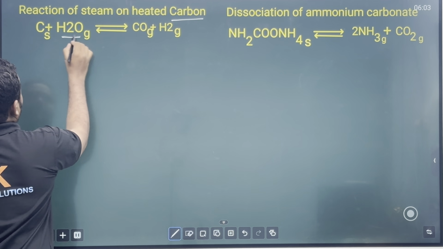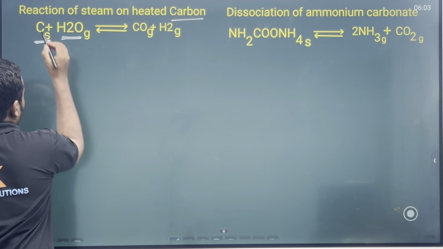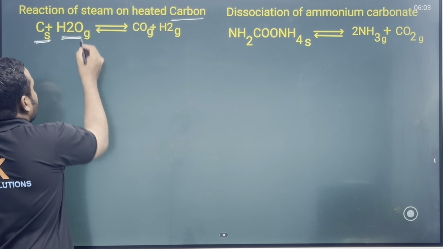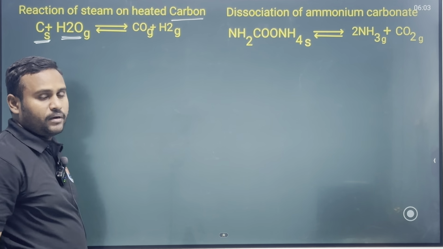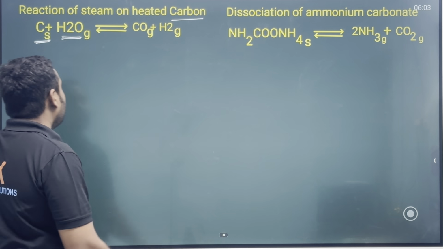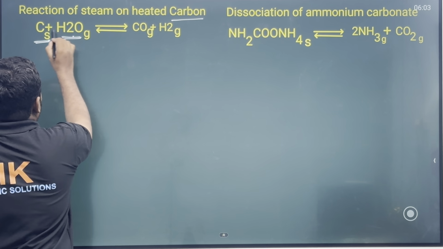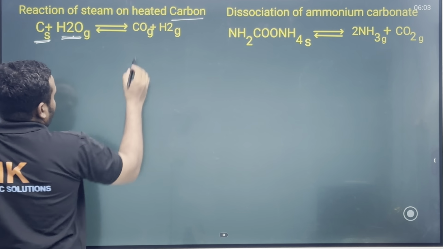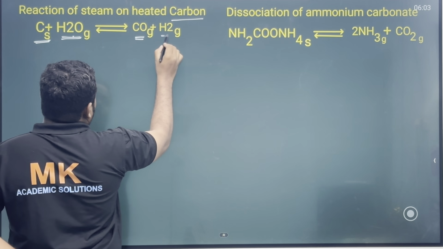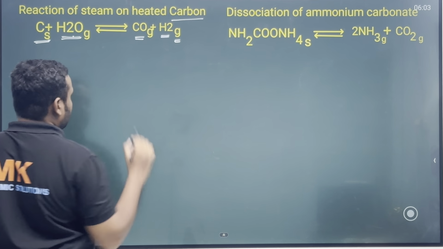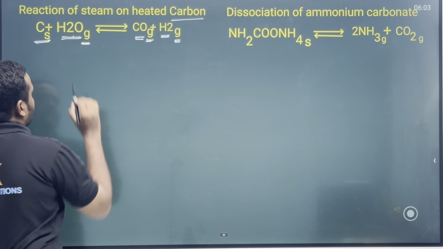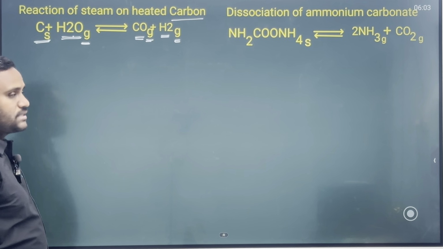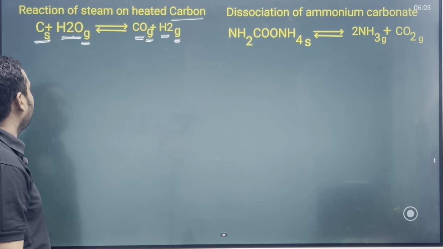This is the steam reaction and it is going to react with the carbon. So H2O in the gas state is known as what? Steam, and it is going to react with the carbon in the solid state. So this is the reaction of steam on the heated carbon. So what are we going to get? CO gas and hydrogen gas. This is the gas: hydrogen gas, carbon monoxide gas, and water is present in the gaseous state. Okay, this we are going to get.